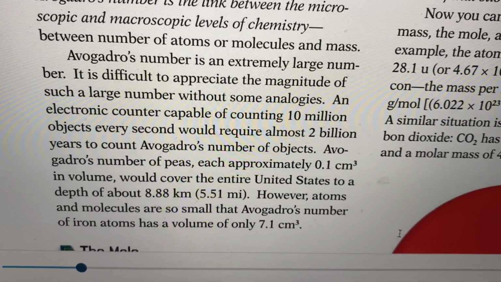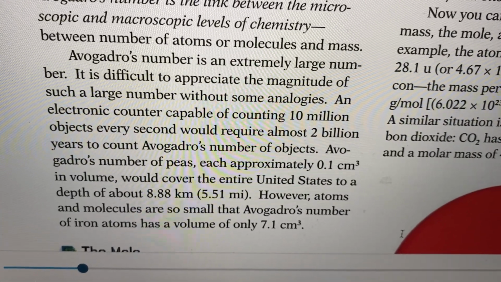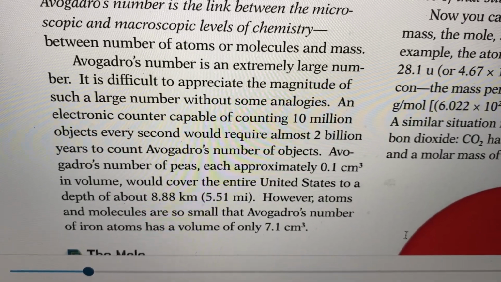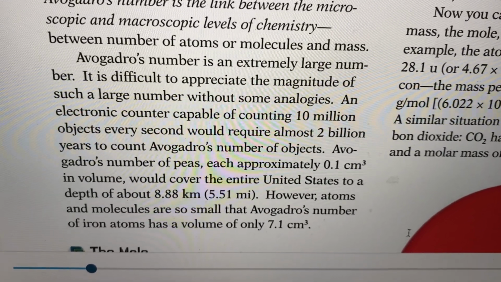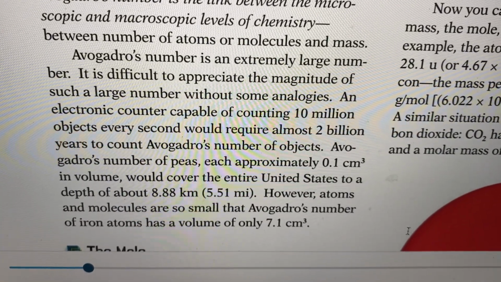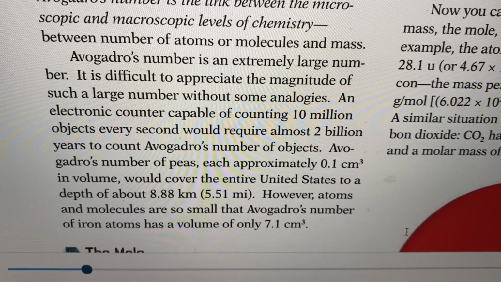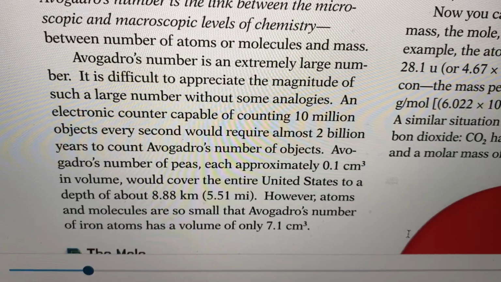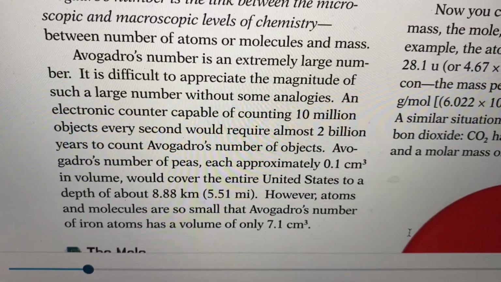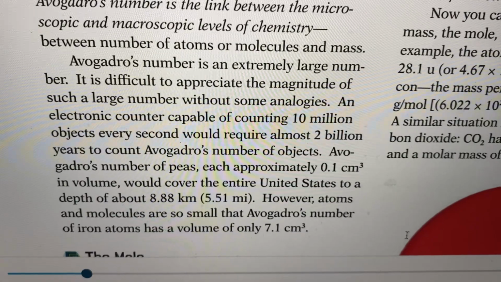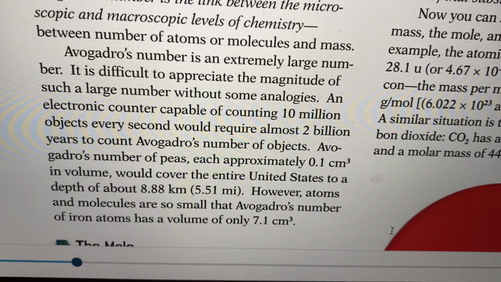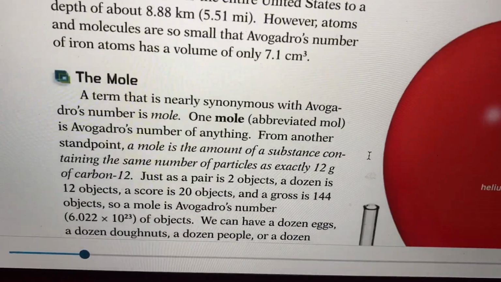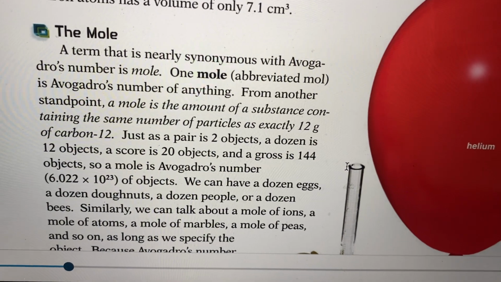Avogadro's number of peas, where each pea is about 1/10 of a cubic centimeter in volume, would cover the entire United States to a depth of 8.88 kilometers, which is 5.51 miles. Avogadro's number is huge. However, atoms and molecules are so small that Avogadro's number of iron atoms has a volume of only 7.1 cm cubed. So that is amazing.